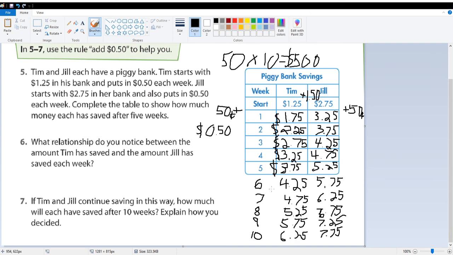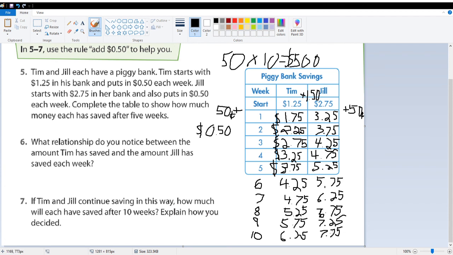So, those are the options for figuring it out. You can multiply 50 cents by 10 to get $5. You could say there's 5 more weeks, and 50 times 5 would be 250, so you could add 250 to each of these values, the values after 5 weeks, whatever you want to do, basically. Or you could just continue with the graph.